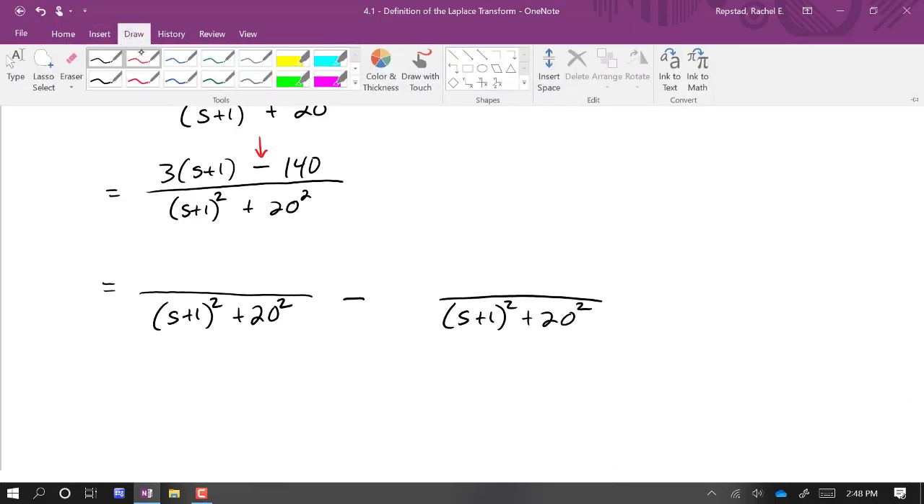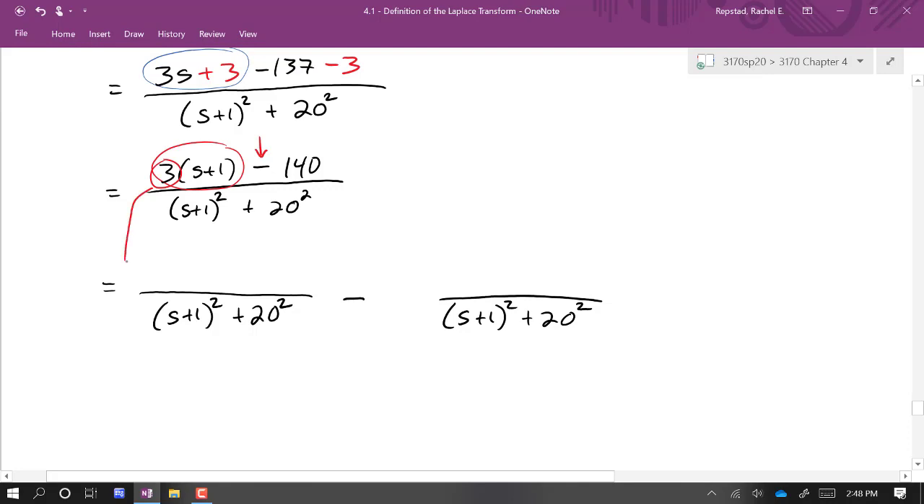And for this first piece, I'm going to take the factor of 3 and put it out in front. So I've got 3 times s plus 1 over s plus 1 squared plus 20 squared minus. Now here I've got a 140. I really want that to be a 20 because I want that to match what's down here. So I'm going to factor out a 7. So this is 7 times 20 over s plus 1 squared plus 20 squared.